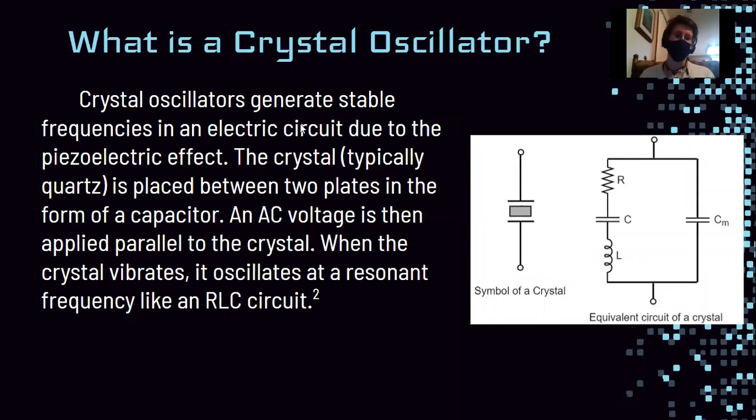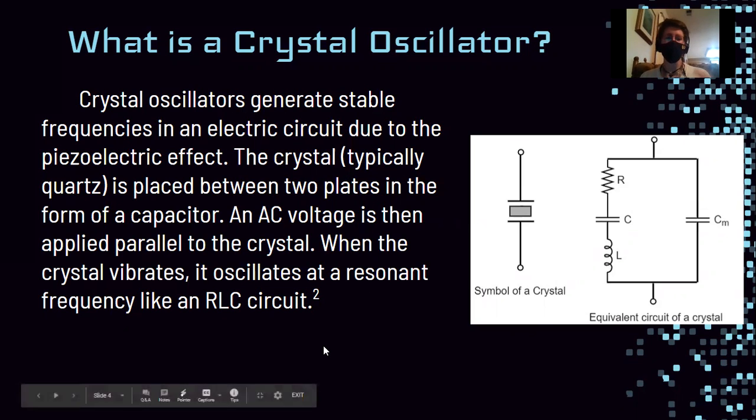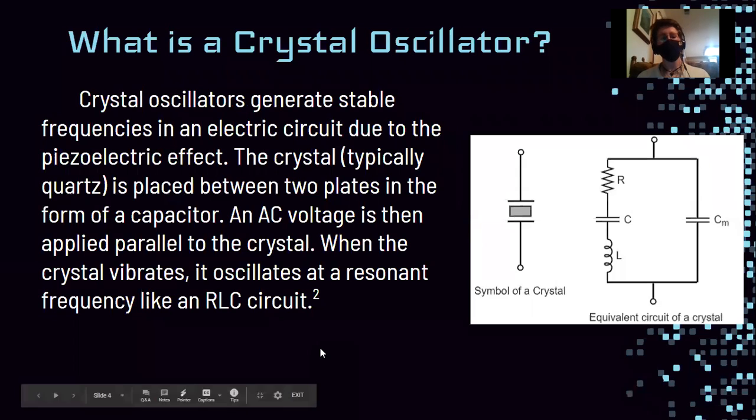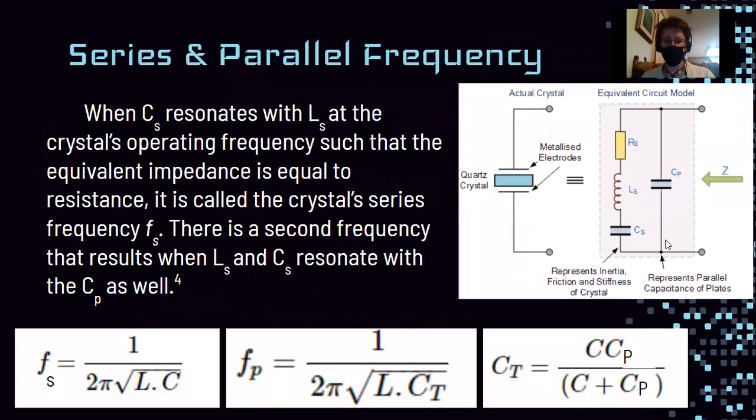A crystal oscillator itself generates stable frequencies in an electric circuit because of the piezoelectric effect. Usually it's made out of quartz and placed between two plates that are electrodes, and an AC voltage is then applied parallel to the crystal. When the crystal vibrates, it oscillates at a resonant frequency, kind of like an RLC circuit. Here's a very similar circuit that operates similarly to the crystal.